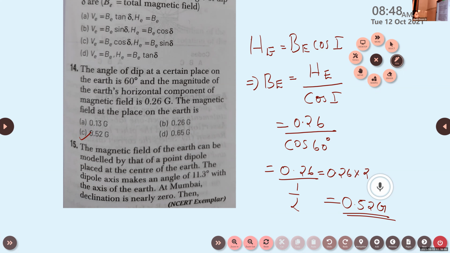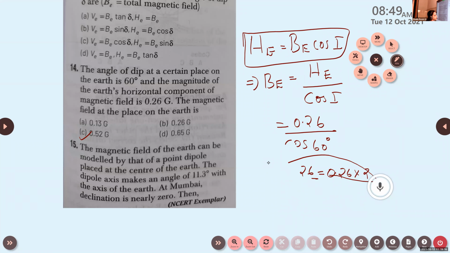So whenever the magnetic field and the angle of dip are given, use this equation in order to find out the horizontal component of the earth's magnetic field, where HE represents the horizontal component, B is the earth's magnetic field, and I is the angle of dip. This is the equation for the horizontal component of the earth's magnetic field.